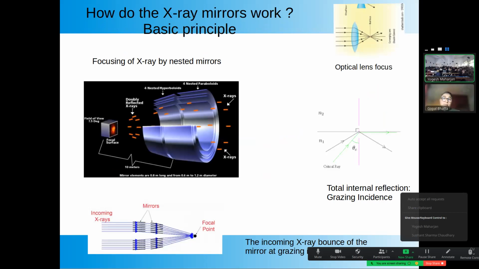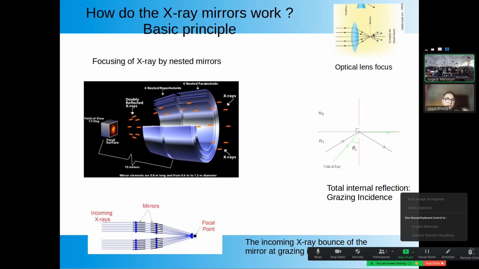All right. How do X-ray mirrors work? This is the basic principle. Now, the first thing we have to understand is that it doesn't work the same way optical telescopes work. Here I show you the basic principle of optical telescopes. The parallel light rays pass through the lenses, and they focus at some point. This is how optical telescopes work. But for X-rays, it doesn't work.